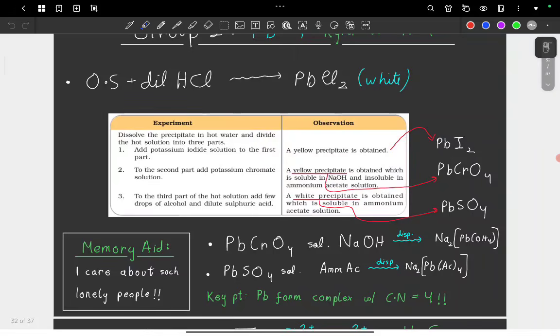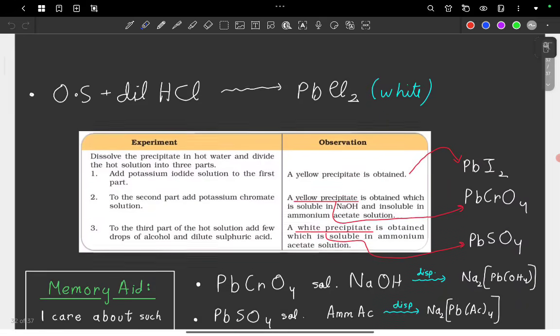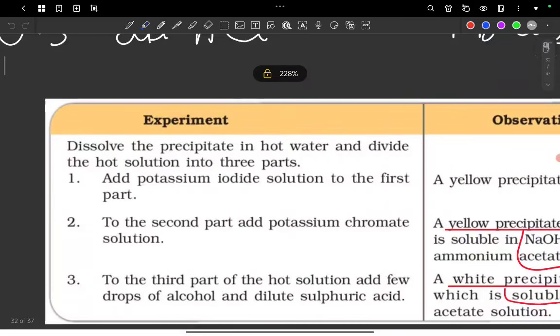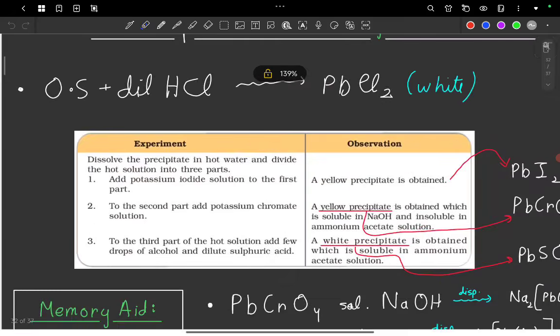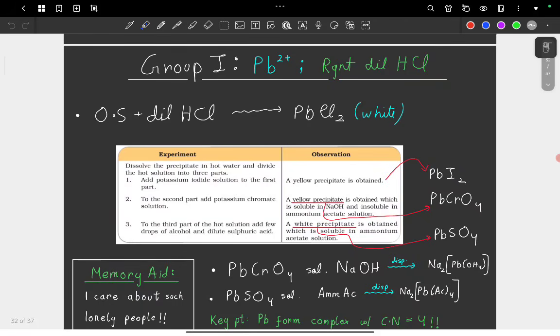Well, there are three ways of testing. First of all, you have to dissolve the precipitate in hot water, and the crucial step is dividing it into three parts. Believe it or not, if you have seen my first, second and third lecture, we have covered all of this earlier. How?